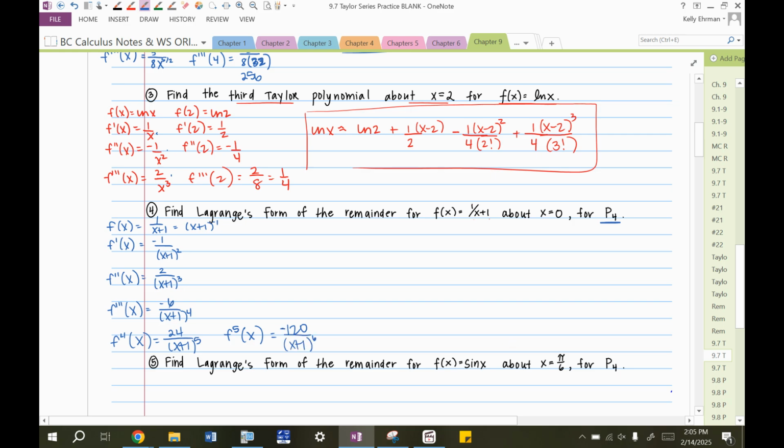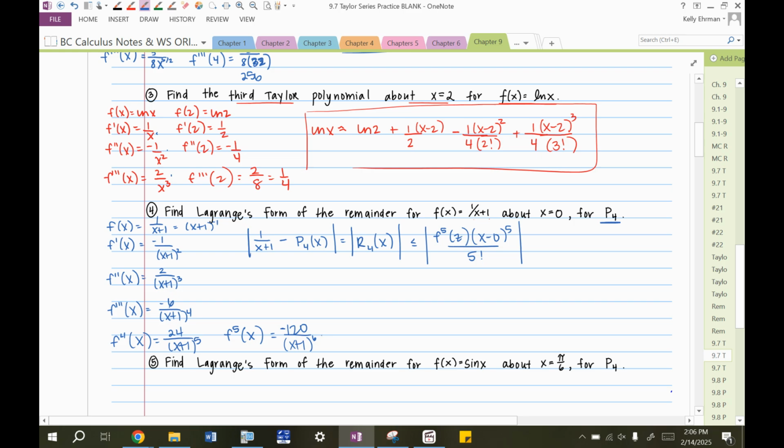All right, so what are they saying? They're saying the difference between, it'll still be in terms of x. Okay, the difference between 1 over x plus 1 and P4 of x will be equal to the remainder R4 of x. We don't have a number to plug in or anything like that for this one. And that's less than or equal to the fifth derivative max value times x minus 0 to the fifth over 5 factorial. And I just came up with a formula for this.